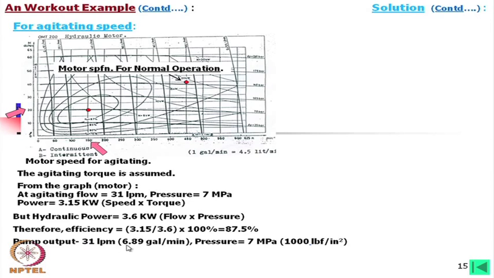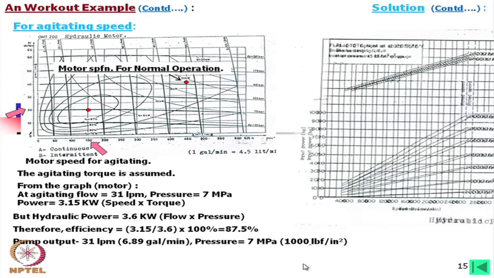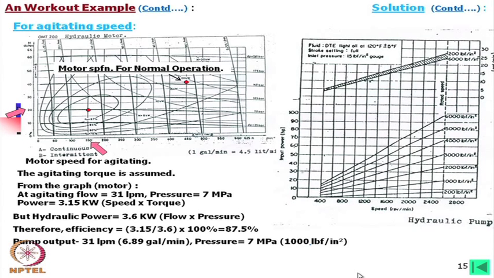Pump output is 31 liters per minute, 8.89 gallons per minute, and pressure is 7 megapascals. So if I consider in the same way what we have calculated, now this is the line for the flow term and this is the pressure term, and we get this point there, and then speed we find is 600 rpm. If you have any idea about this industrial diesel engine, you will find normally 600 to 700 rpm is the idle speed.